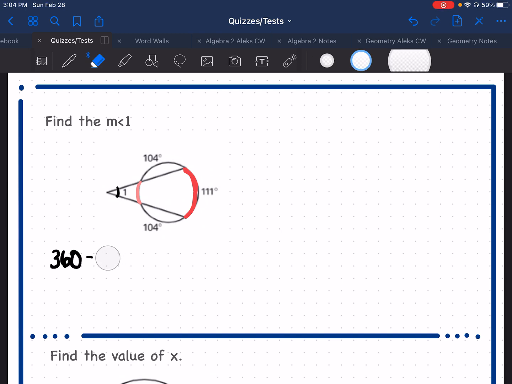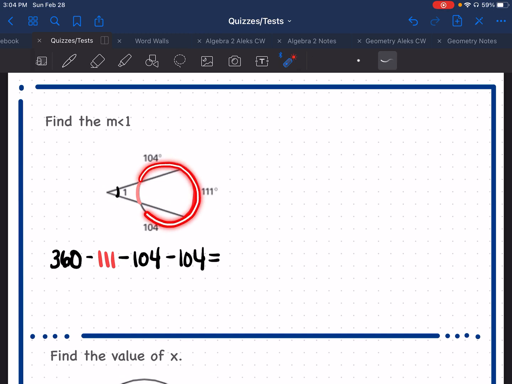You know what? Let me show you the 111 and there we go. And then I'm going to take away both of the 104s because that's going to give me my peach part. Think about it. The whole circle all the way around is 360 degrees. So if I take away this part and these two parts, that's going to give me that peach part that I need. So minus 111, minus 104, minus another 104, and I get an answer of 41 degrees.